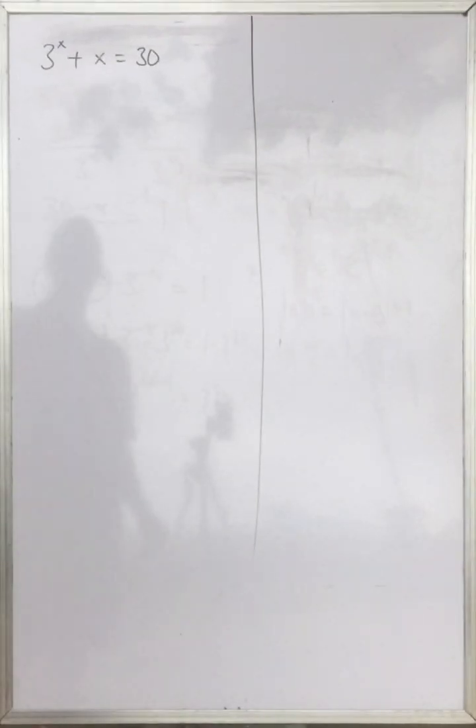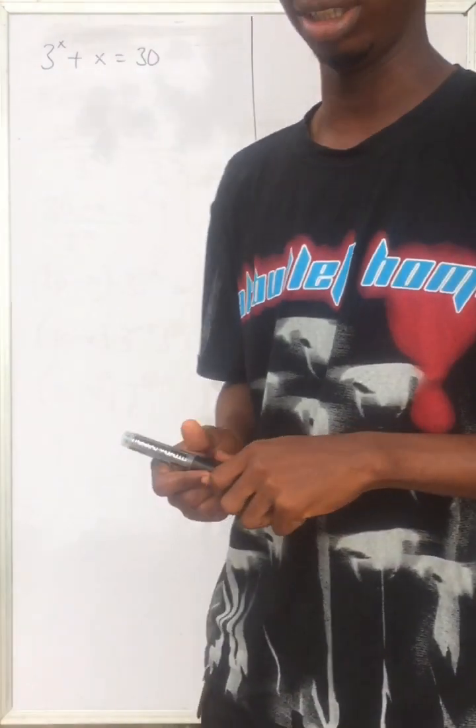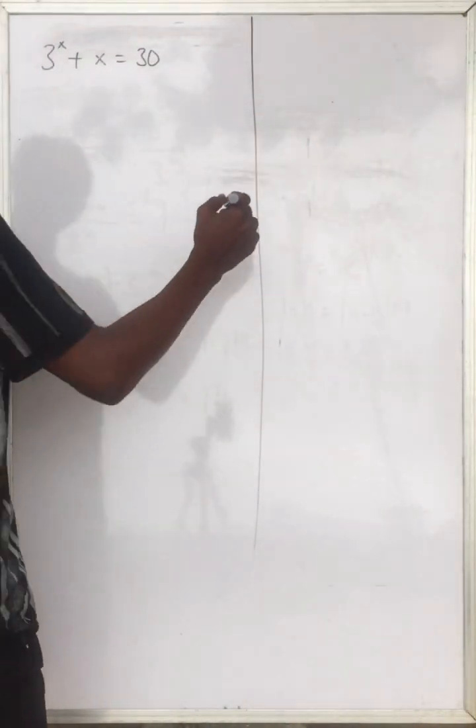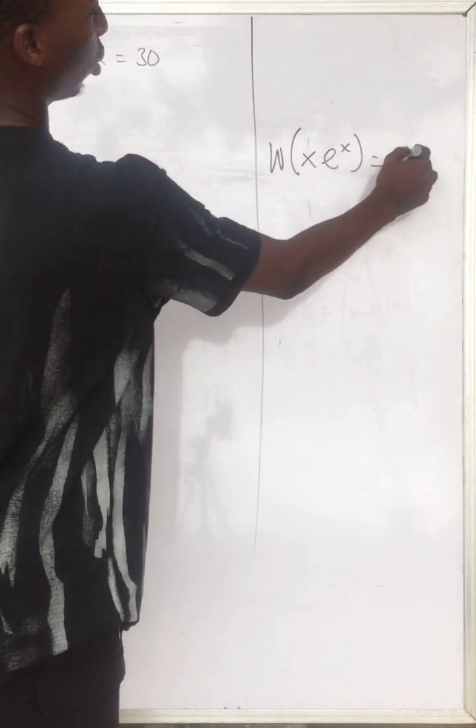Good morning. So I want to solve a problem using the Lambert W function. And what does the Lambert W function say? The Lambert W function says that W of x e^x is equal to x.